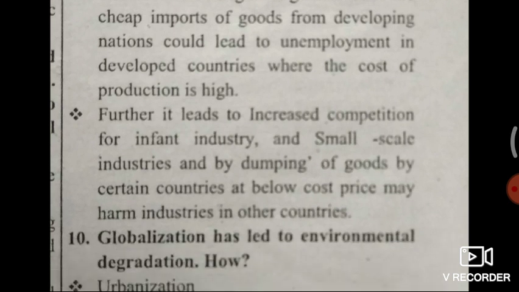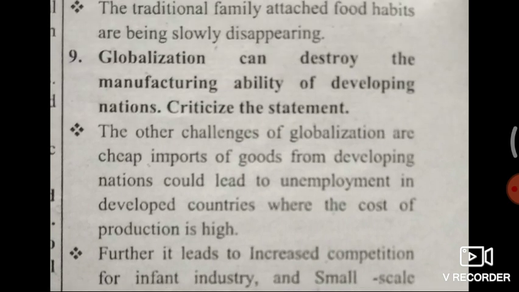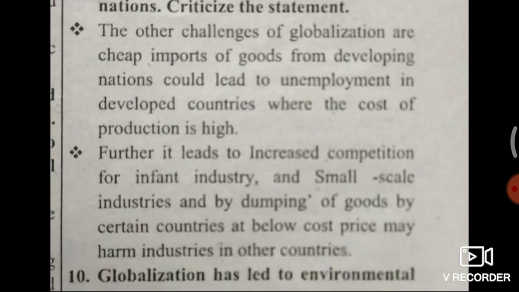Further, it leads to increased competition for infant industries and small scale industries, and dumping of goods by certain countries at below cost price may harm industries in other countries. So this is about how globalization can destroy the manufacturing ability of developing nations.